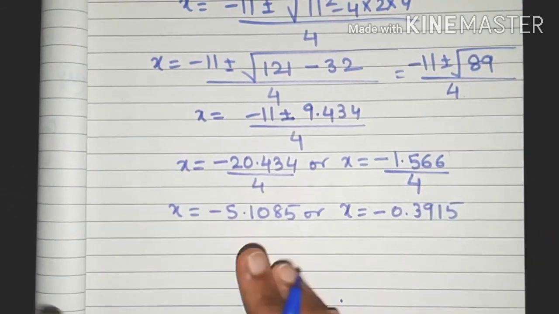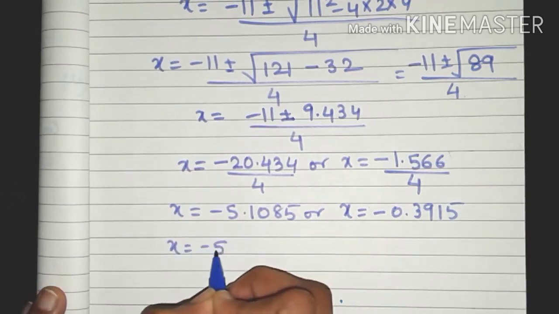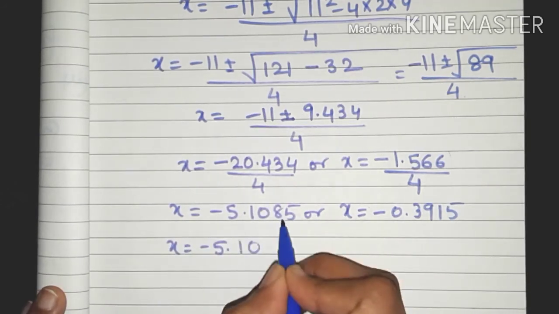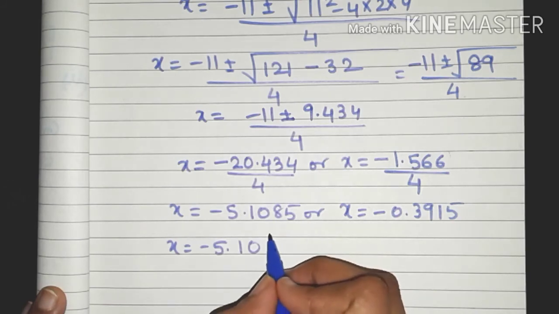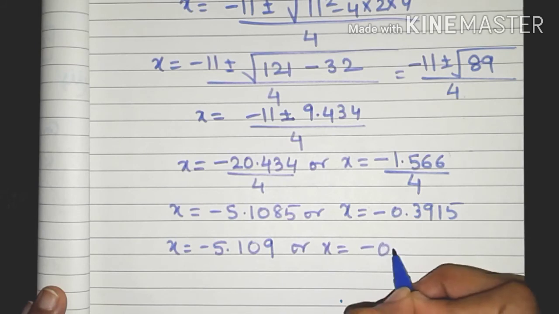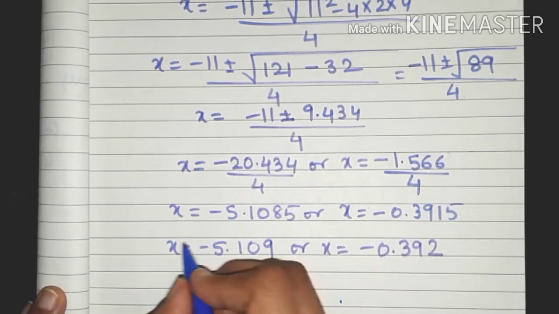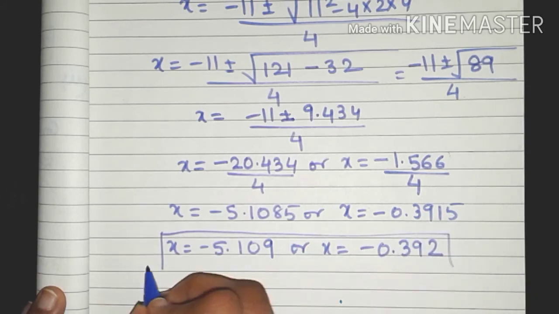Now we have to get the answer correct to 3 decimal places. So what will the answer be? 108 or 9? How much will it be? Exactly, it will be 9, or here also 3, 9, 1 or 2? Yes, it will be 2. So this is your final answer.